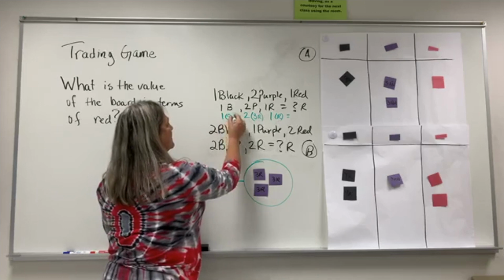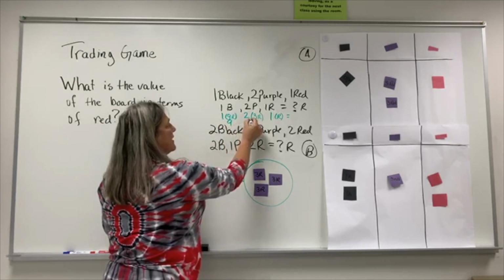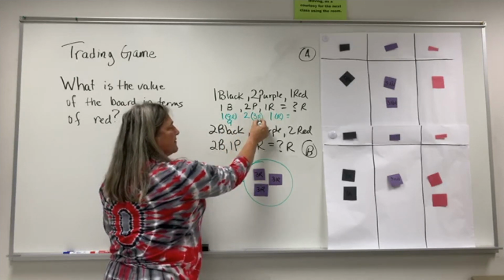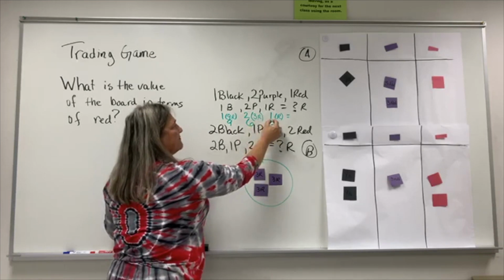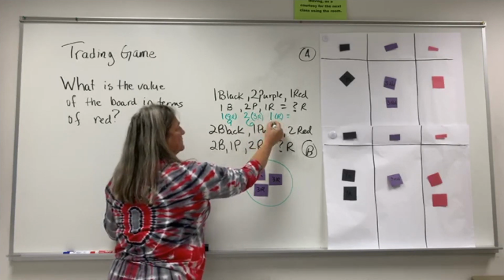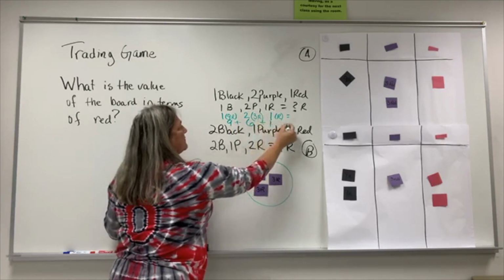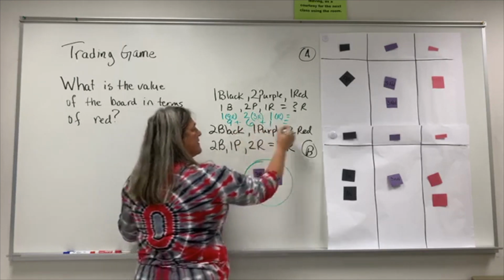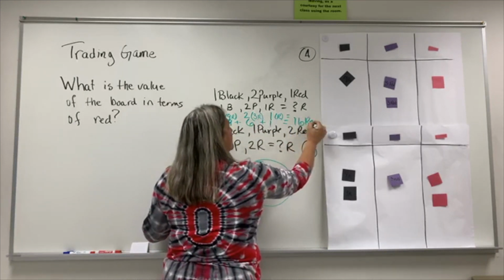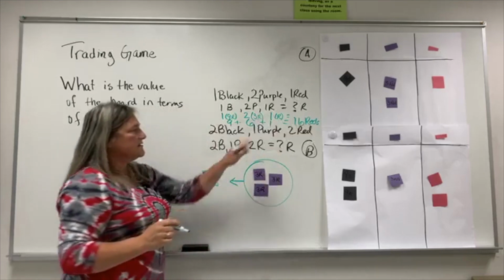So we have 1 that's worth 9. We have 2 that are worth 3. And we have 1 that is 1. So what do we have? This one has a value of 16 reds. Now let's look at our board.